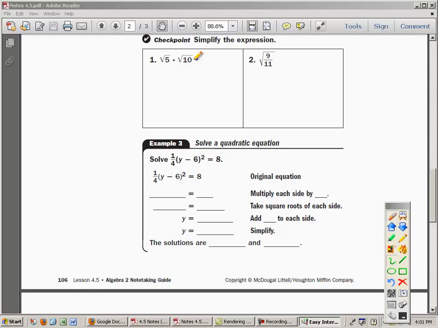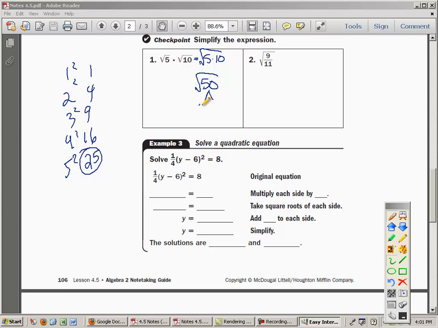So I can write the square root of 5 times the square root of 10 as the square root of 5 times 10, which is the same thing as the square root of 50. Now, I'm thinking about my perfect squares. Okay, 1 squared is 1, 2 squared is 4, 3 squared is 9, 4 squared is 16, 5 squared is 25, right? So if 5 squared is 25, that says that 25 is a perfect square.